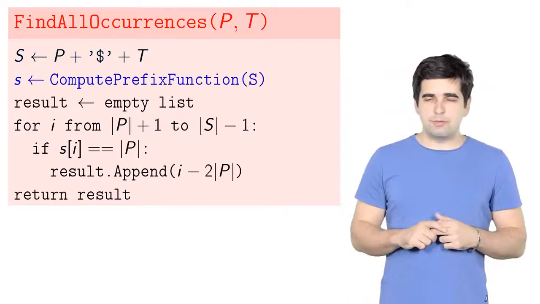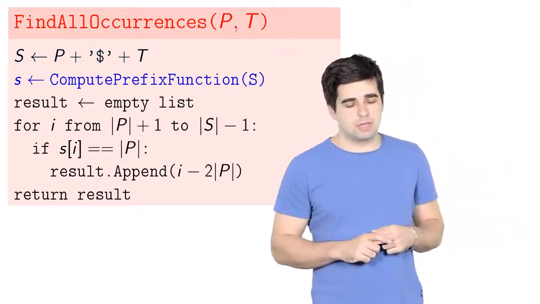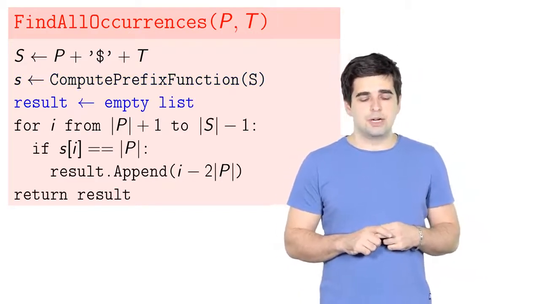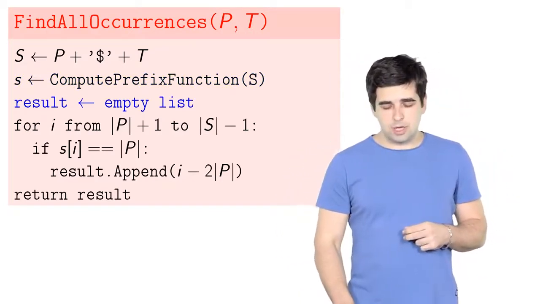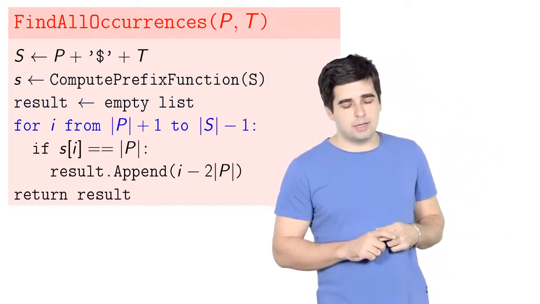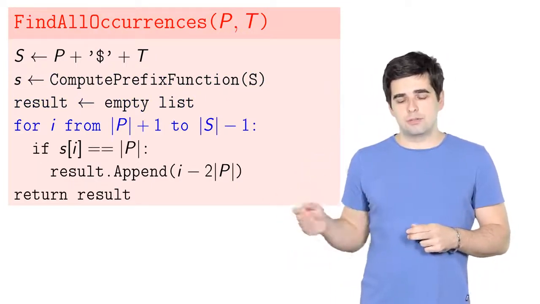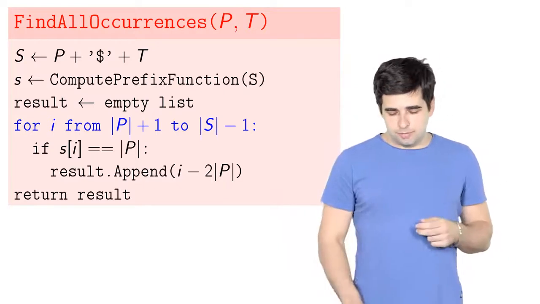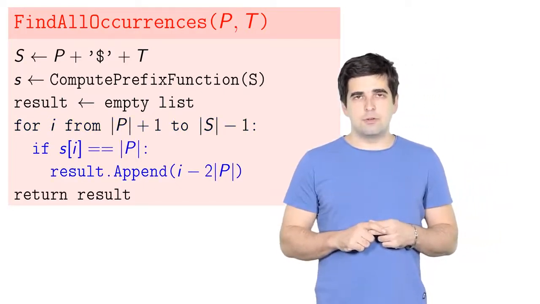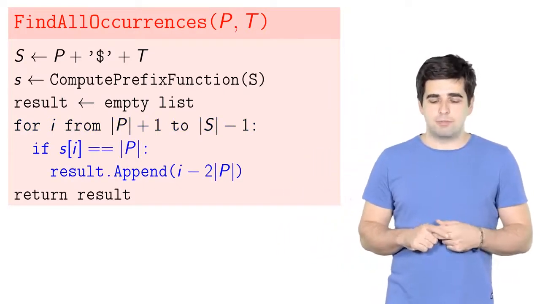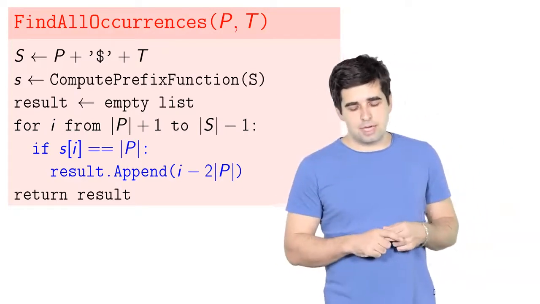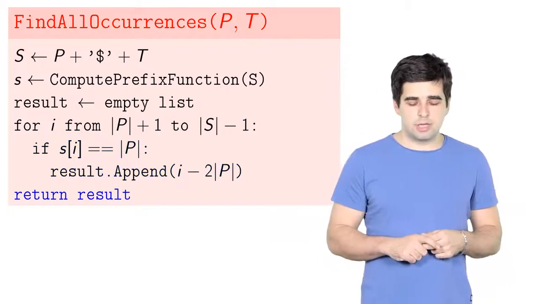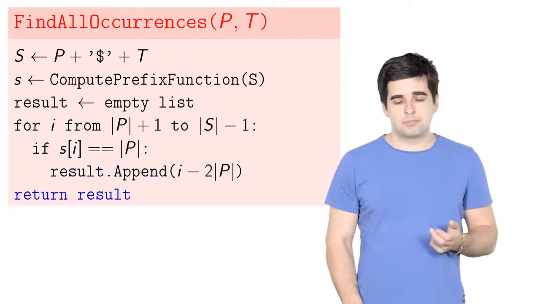Then we compute the prefix function of this long string S. We initialize the resulting list of positions where the pattern occurs in the text, and we go through all the positions I in S which are to the right of the dollar sign. If at some position we see that the value of the prefix function is the same as the length of the pattern, we just append I minus 2 times the length of the pattern to the result, and we return this resulting list of positions in the end.